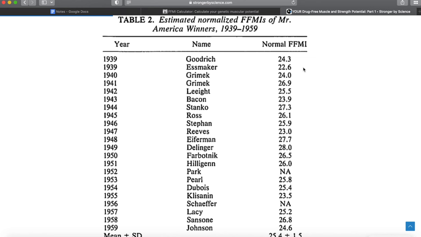And there's definitely a few guys well above 25 too. You have a guy at 27.3 here. I actually don't recognize the name Stanko. This must be the guy they're talking about with the largest record of natural, 28, 1949, Dellinger. I don't know how to pronounce his name, unfortunately. It's kind of sad that these guys aren't more famous than they are. The only people I recognize on here would be obviously Steve Reeves, and I think that's probably Bill Pearl here. Other than that, I don't really recognize many of these names, aside from Grimmick.